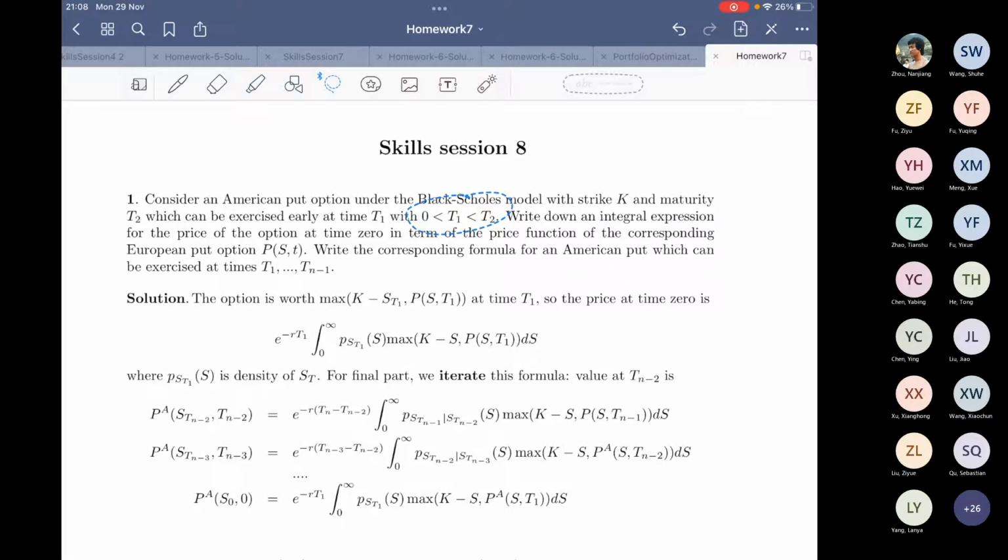But we can look at the simpler case where you just have the choice to exercise at that one single time. And if you don't exercise at that time, it's then just a European option from then on to the final time. So the question says, write down an integral expression for the price of the option at time 0 in terms of the price function of the corresponding European. By corresponding, I mean having the same strike and the same maturity. So how can we price this thing?